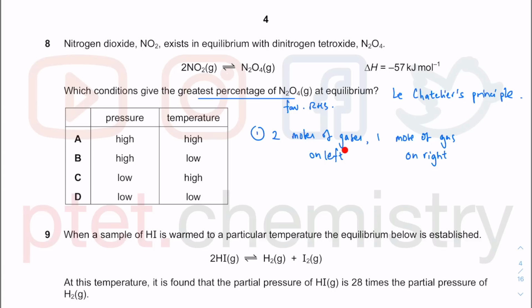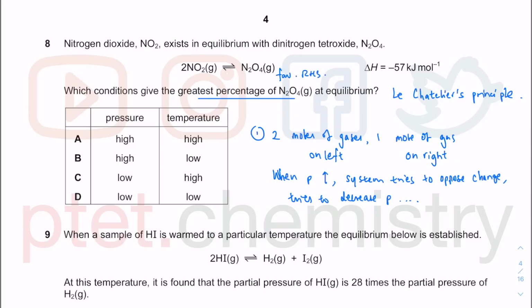The more molecules of gas you have, the greater the pressure. So what happens when pressure increases? Your system tries to counteract the change. Your system is your equilibrium. It tries to oppose the change. How does it oppose the change? It will try to decrease pressure. And how would it try to decrease pressure? It will shift to the side with fewer gaseous molecules, because fewer gaseous molecules means lower pressure. So therefore, it will shift to the right hand side, since our right hand side has fewer moles of gas.